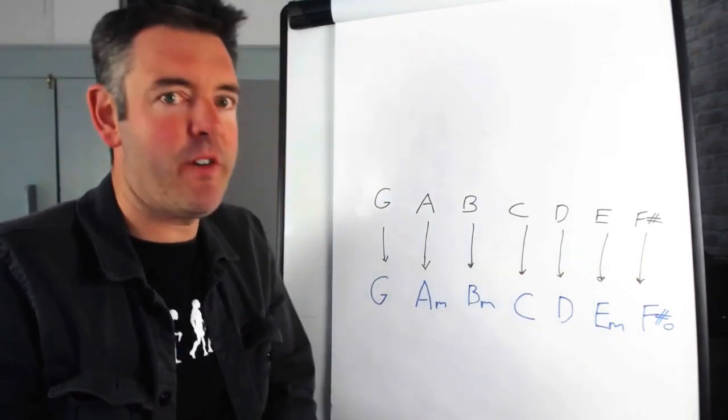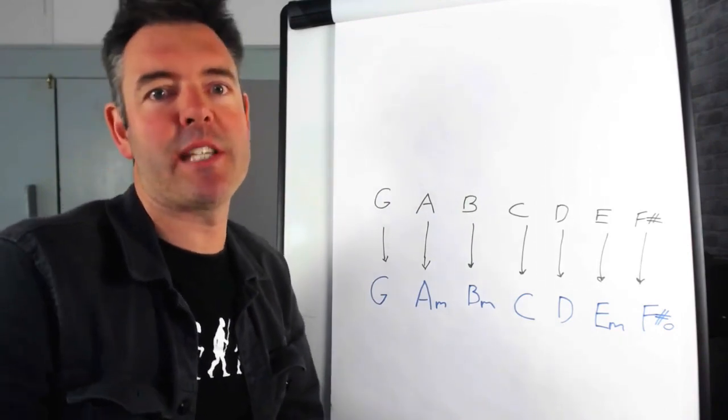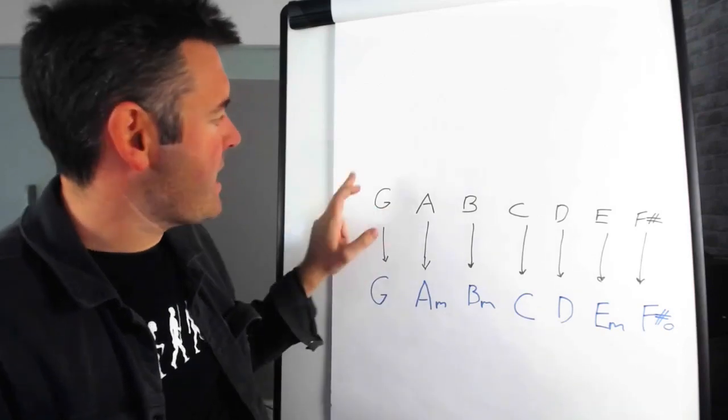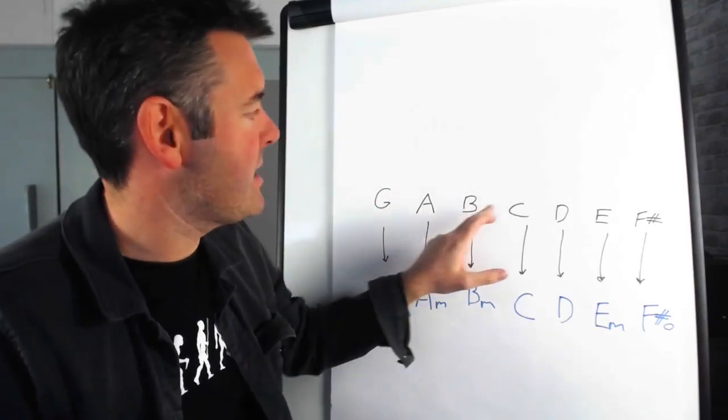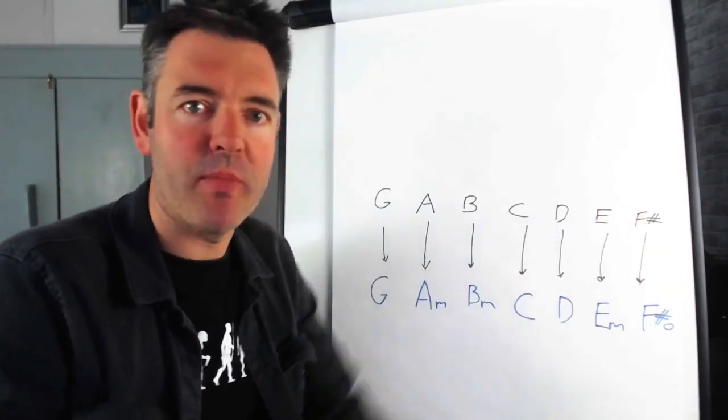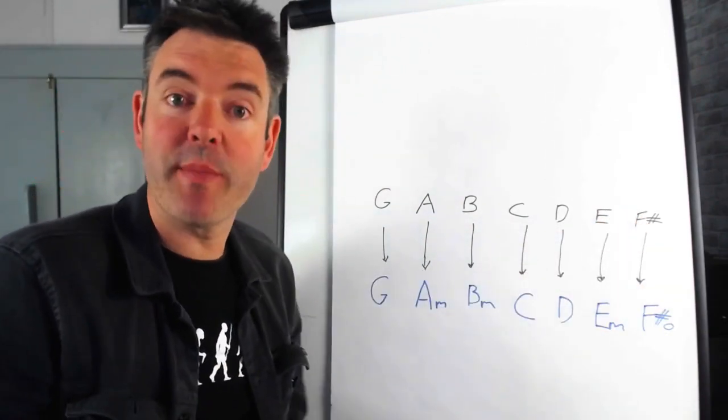And if you haven't seen my first video in this series on the major scale, then maybe skip back and check that out. But the G major scale has 7 notes: G, A, B, C, D, E, and F sharp. Okay, so they're the 7 notes in the G major scale.